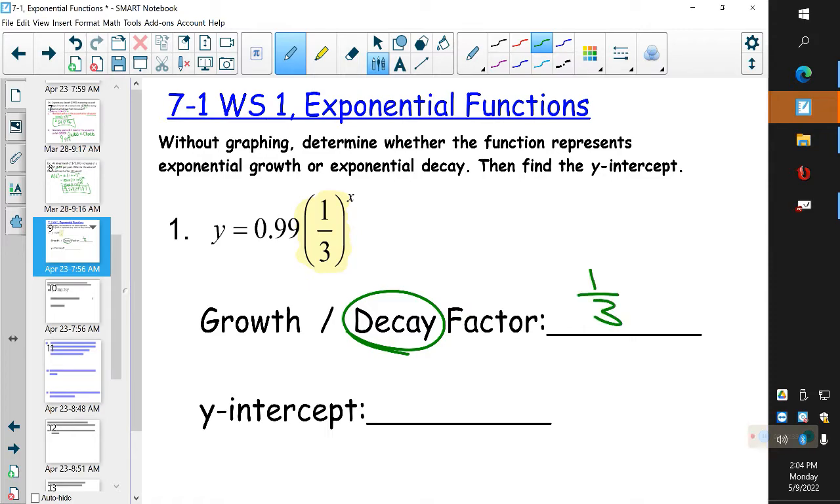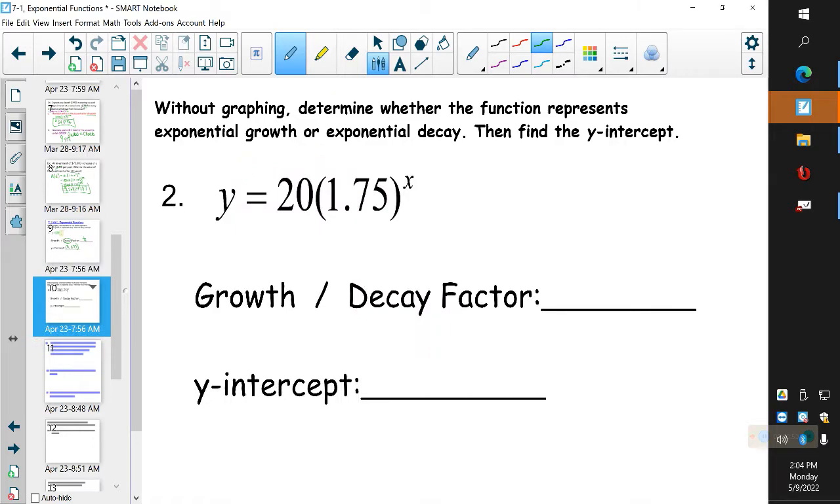What is my y-intercept? My y-intercept is going to be the value a attached to it, so that's going to be 0, 0.99. That is my y-intercept. Do we understand the first few problems there?